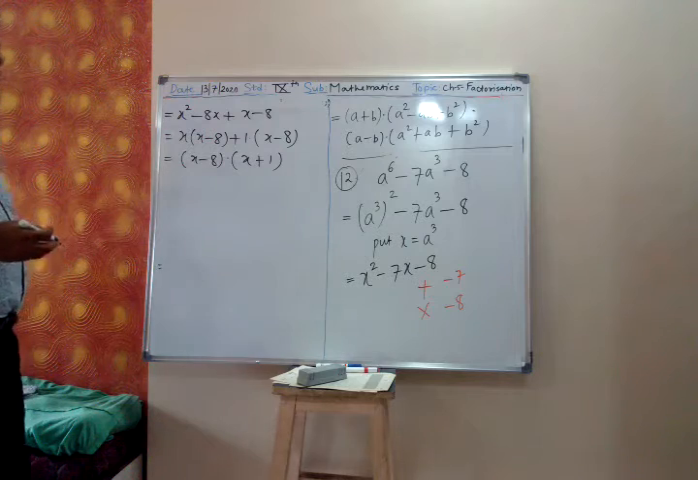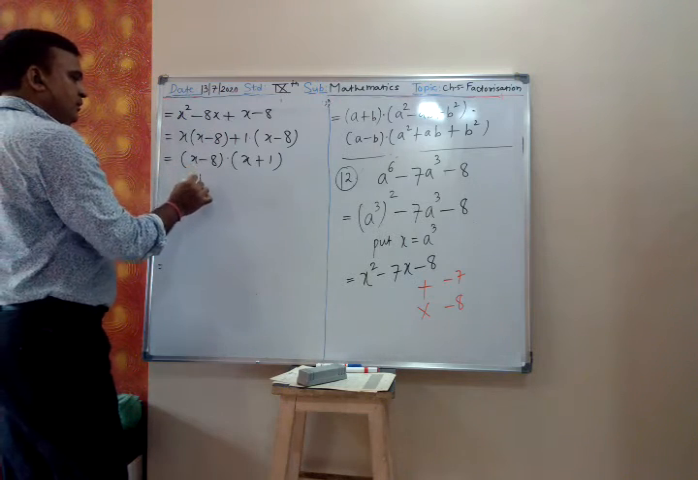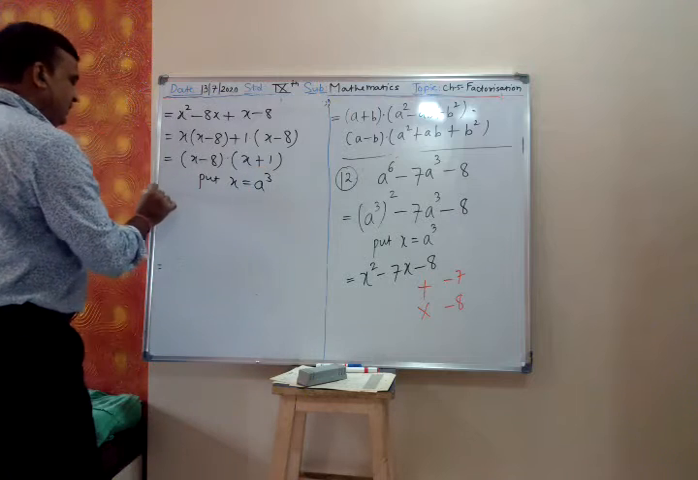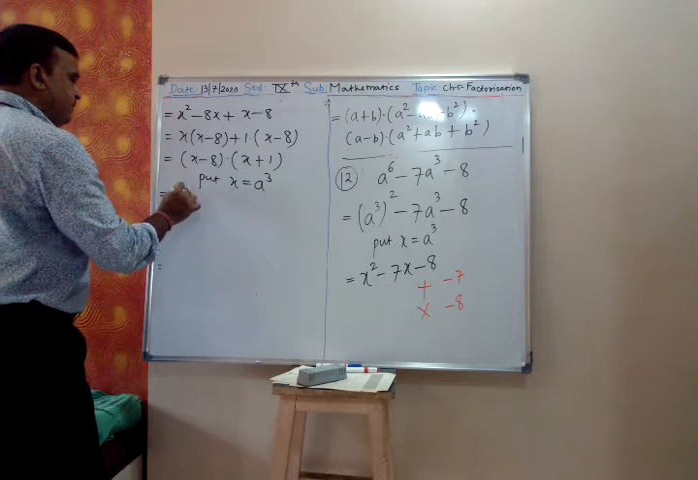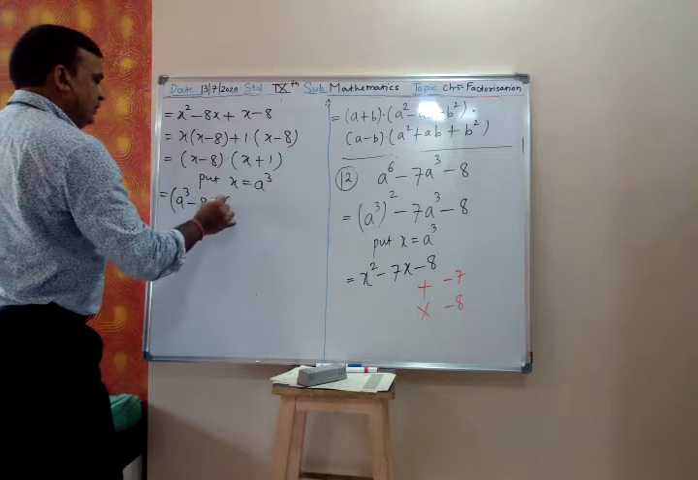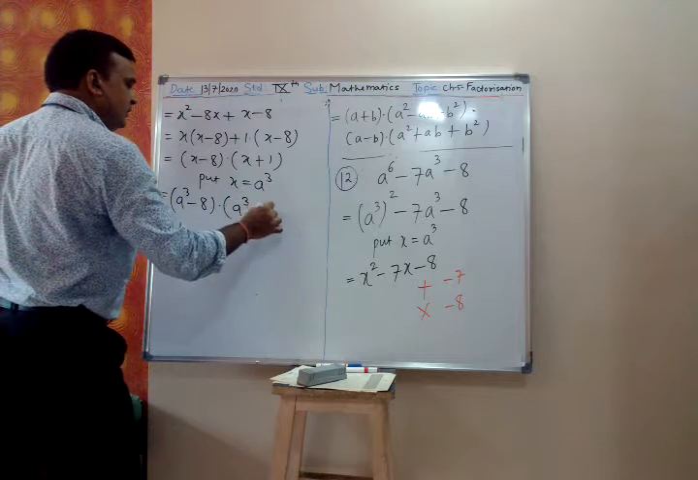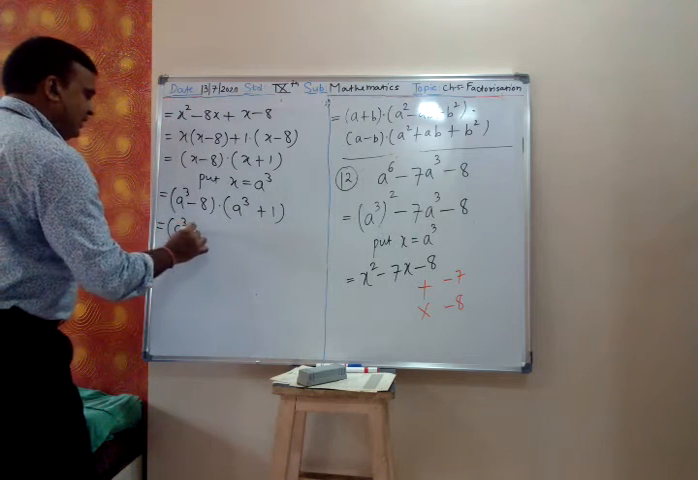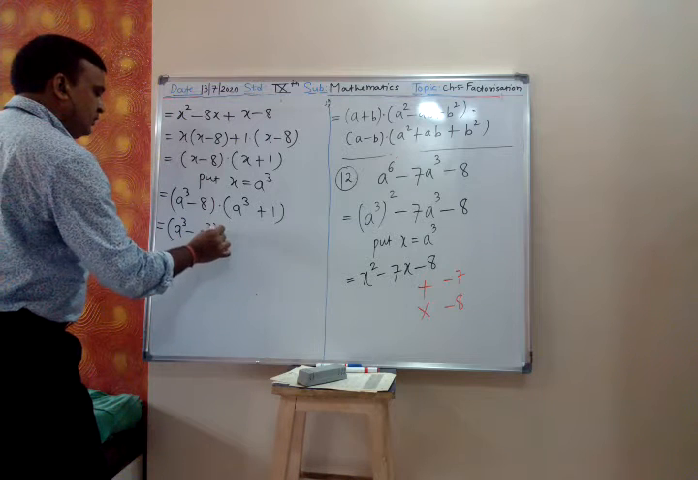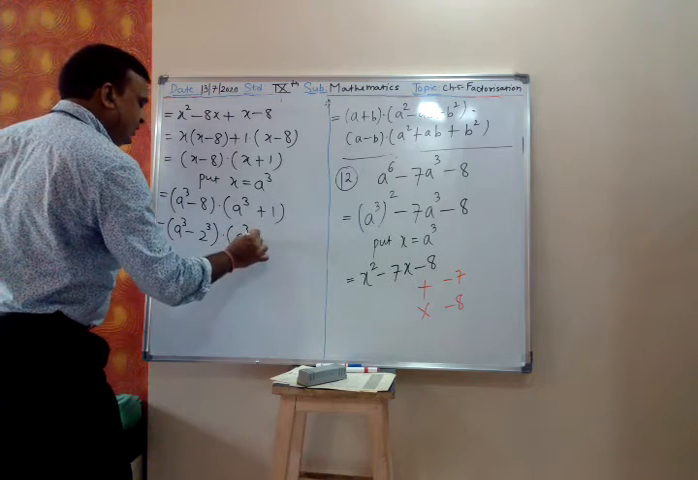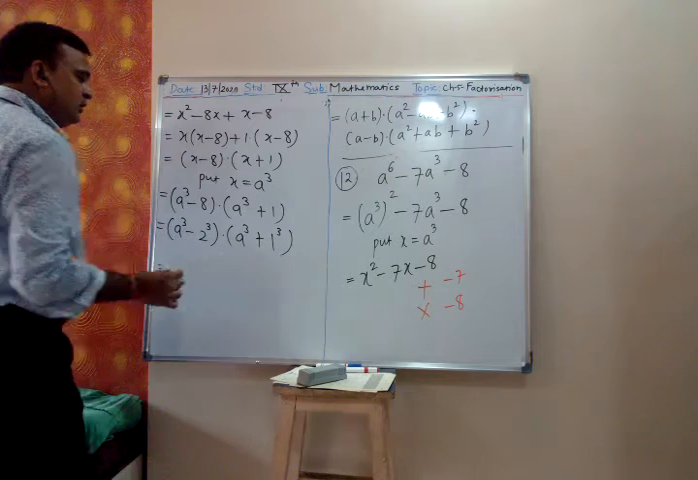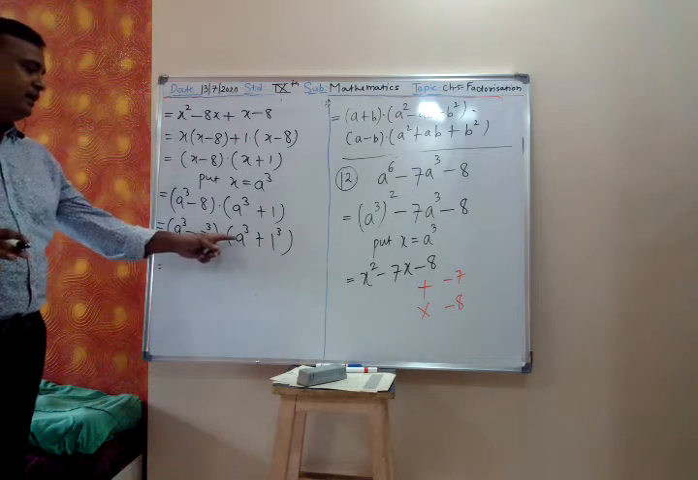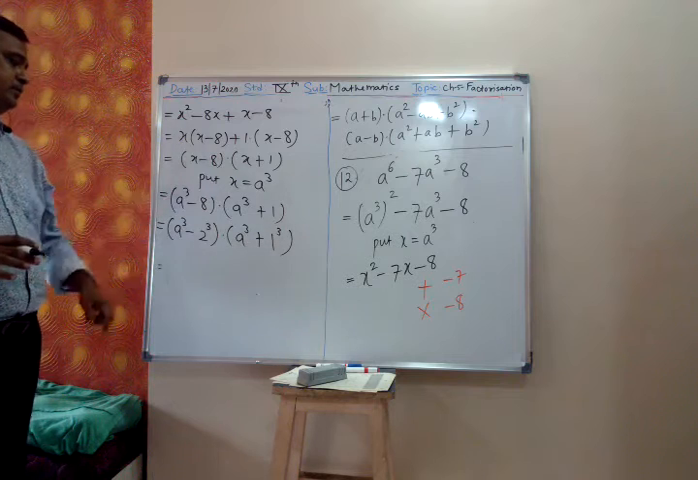Now we put the value of x. Put x is equal to a cube. So this becomes a cube minus 8 into a cube plus 1. Now a cube minus 8 I can write 2 cube, and plus 1 I can write 1 cube. So there I will use the formula a cube minus b cube, and there I will use the formula a cube plus b cube.